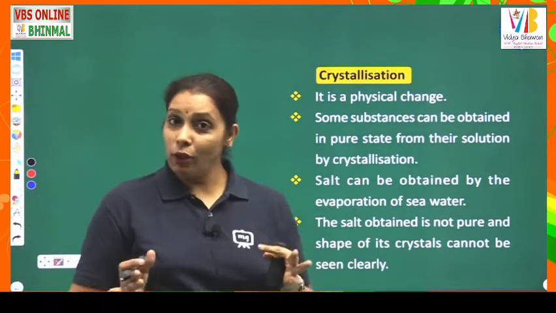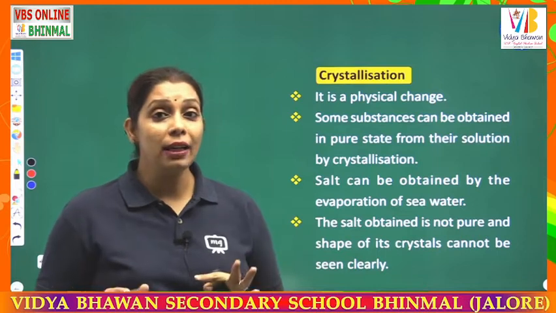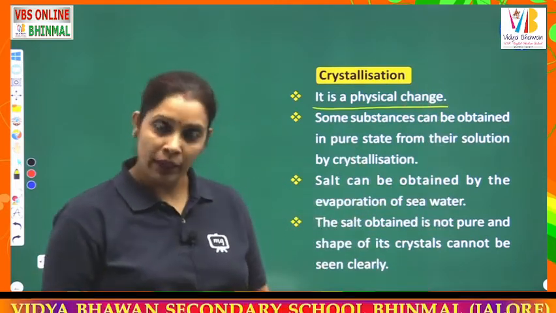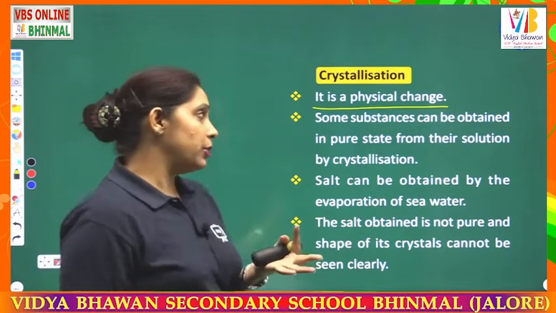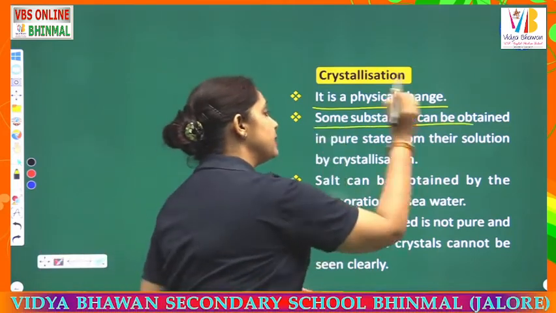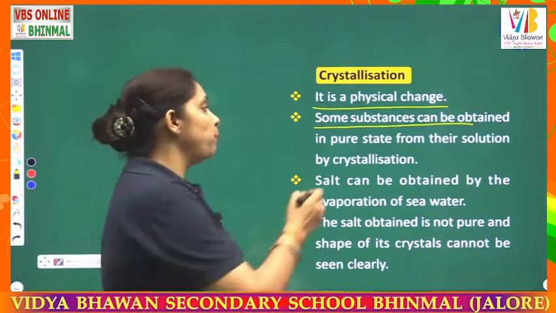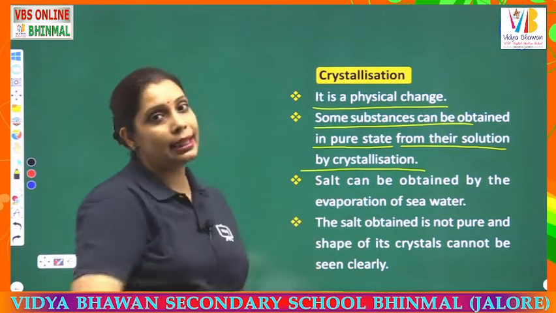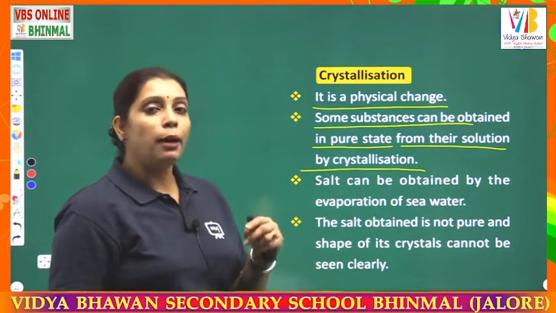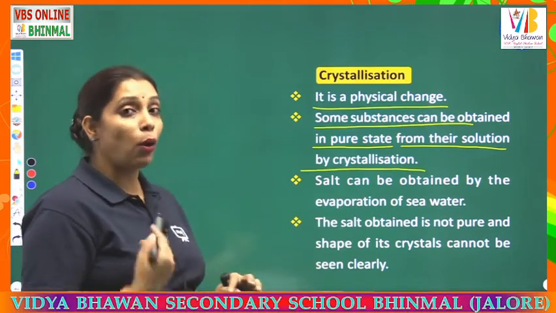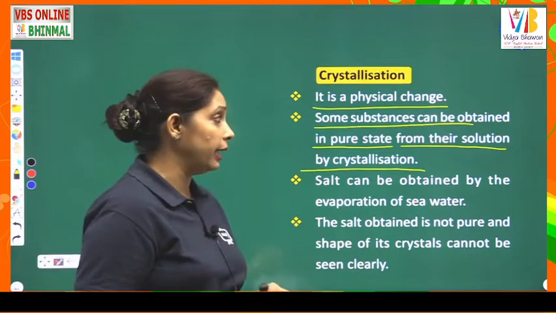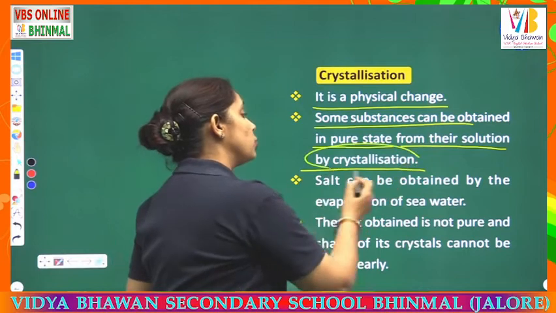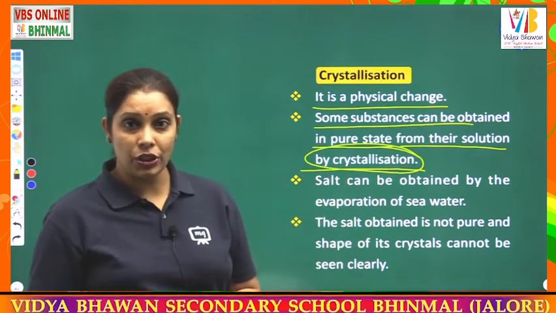Crystallization. We also studied that crystallization is a physical change, जो last में हमने read out किया. What is crystallization, बेटा? Some substances can be obtained in pure state from their solution by crystallization. Fine. हमें किसी भी substance के pure form को obtain करना है उसके solution state से. That process is known as crystallization.